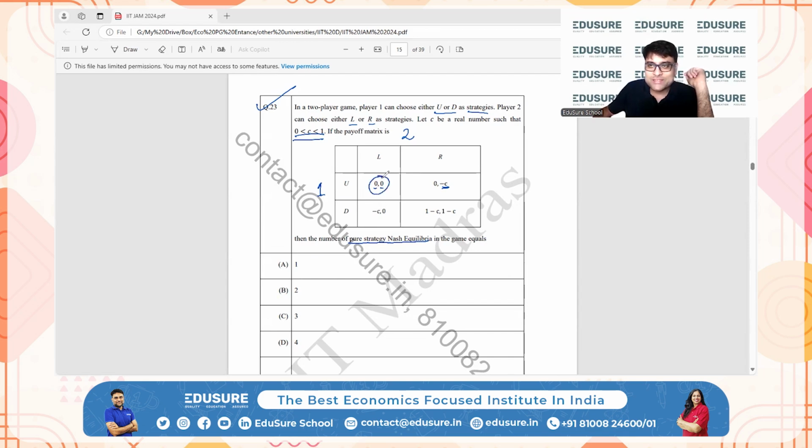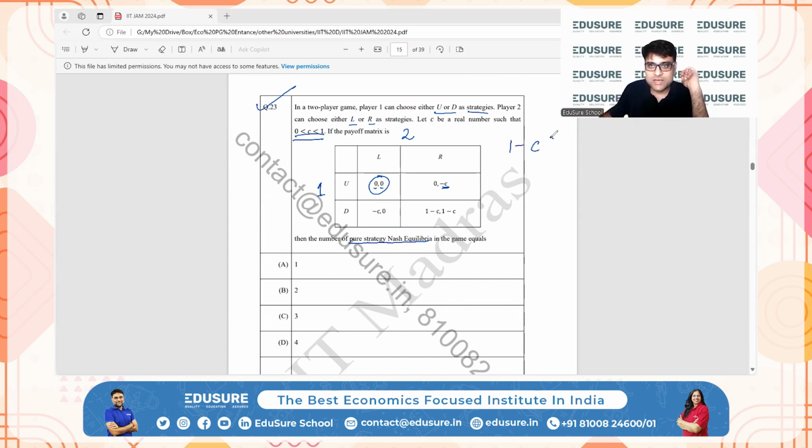So UL is definitely a Nash equilibrium. 0, 0 is a Nash equilibrium. Now let's go into D. Player 1 plays down, minus C, 1 minus C. Okay. Player 1 plays down. 0 is obviously less than 1 minus C because C is between 0 and 1.